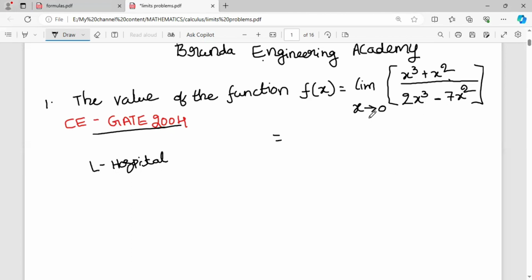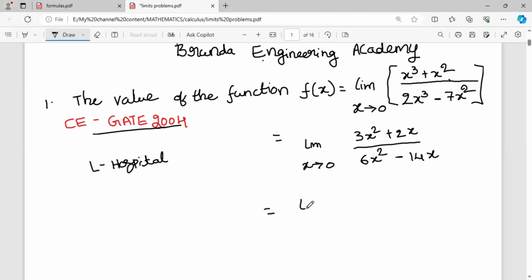So, limit x tends to 0 of x cube plus x square by 2x cube minus 7x square. The derivative of x cube is 3x square, plus the derivative of x square is 2x, over the derivative of 2x cube, which is 6x square, minus 7 into 2x, which is 14x. This is the first differentiation. Now you substitute x tends to 0, and then we also get the indeterminate value.